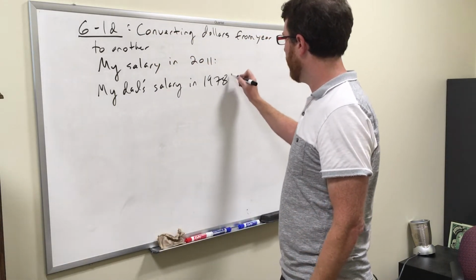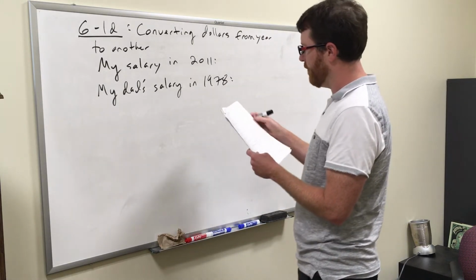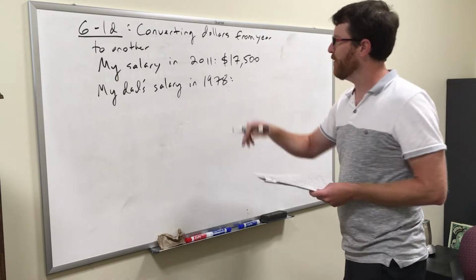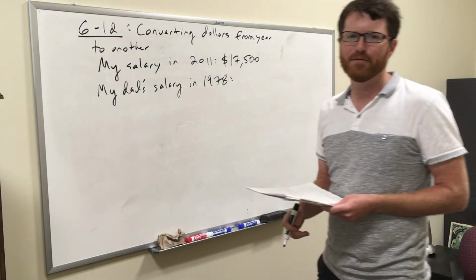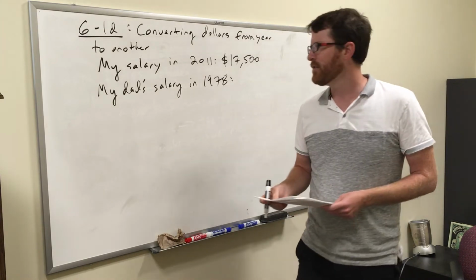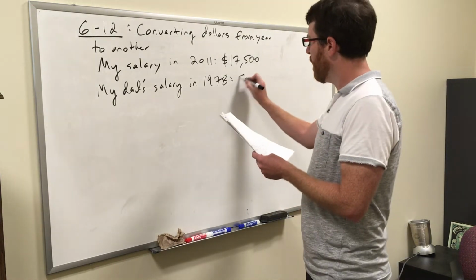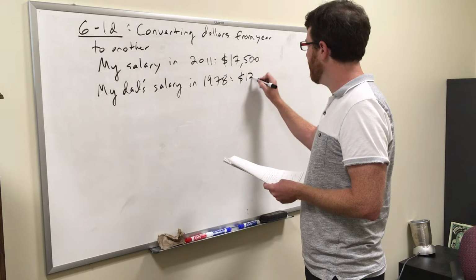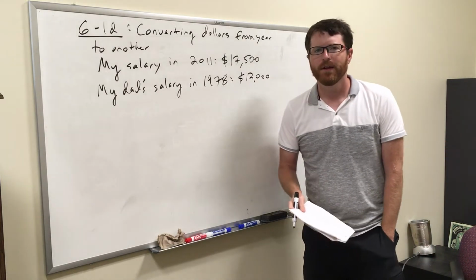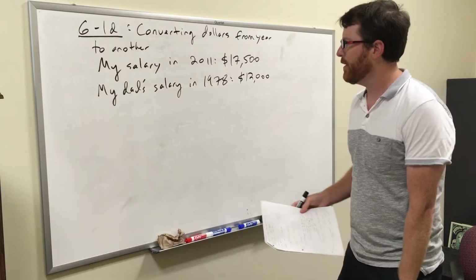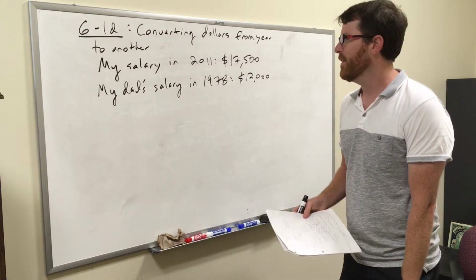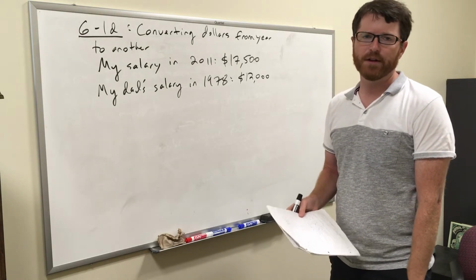This is a real-world example of something that actually happened to me when I was in grad school in 2011. I was making $17,500 a year to teach a couple of classes and help with research. And I was talking to my dad, and his first real job, he got paid $12,000. And so my immediate thought was, wow, I'm making more as a grad student than you did back in 1978. But then I realized I need to consider inflation.